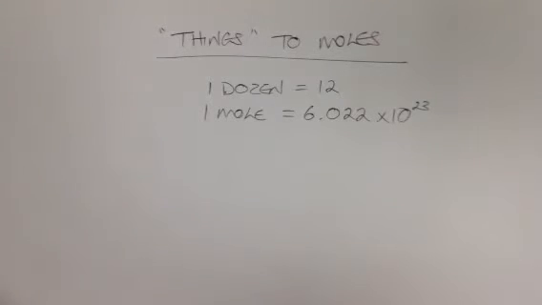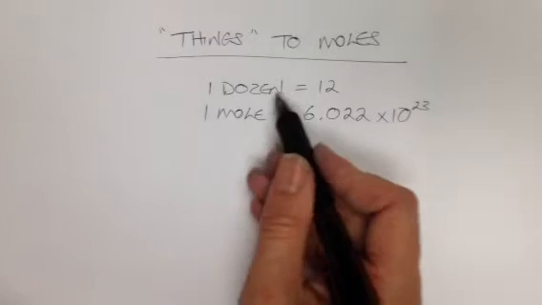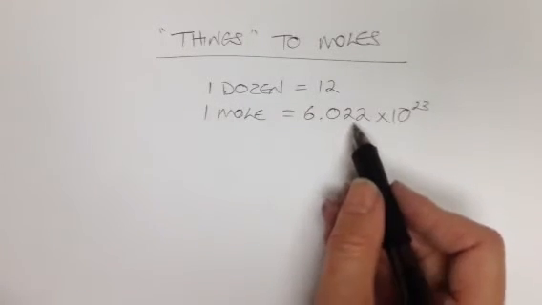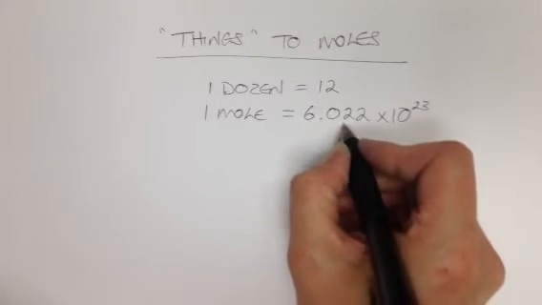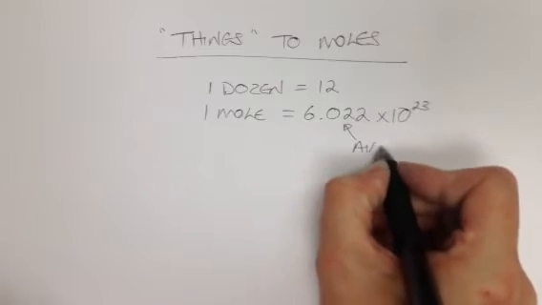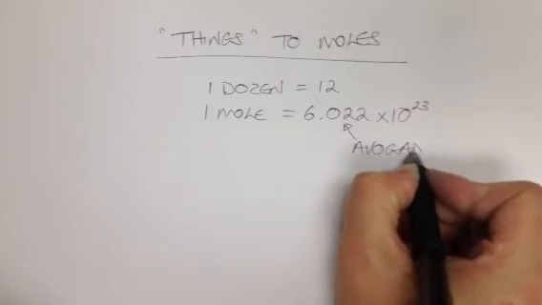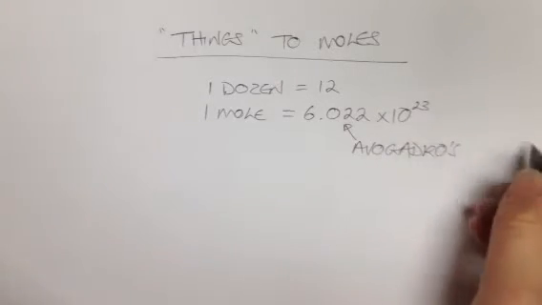We can do the same thing with the mole. We can calculate how many atoms are in a mole, or how many moles are in a given number of atoms, simply by using this conversion factor right here. The number is such an important number that it has its own name, and we call it Avogadro's number.